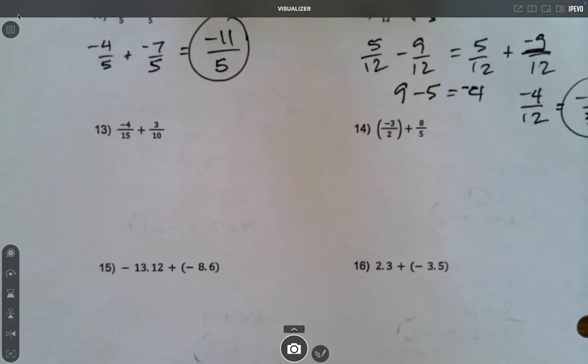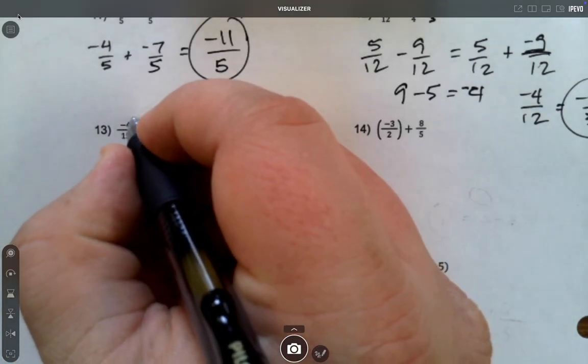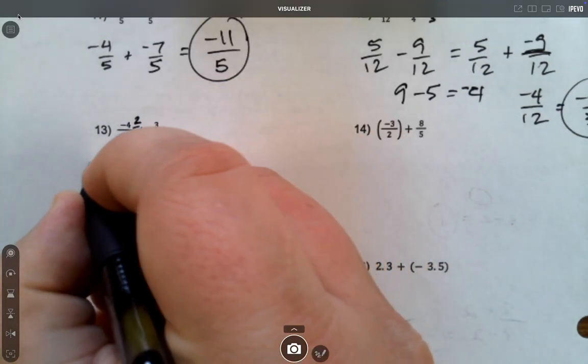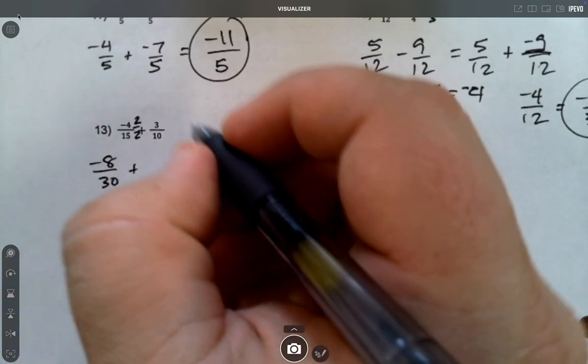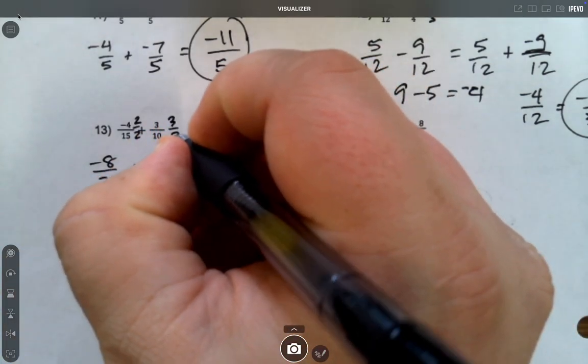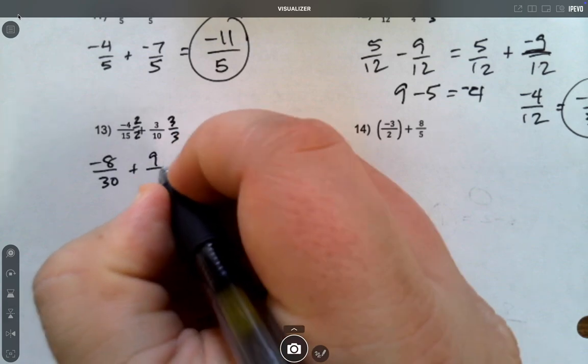Okay, on 13, we got to think, what's the smallest number that both 15 and 10 can go into evenly? That would be 30. So to make 15 turn into 30, we multiply the top and bottom by 2. To make the 10 turn into 30, we multiply top and bottom by 3.